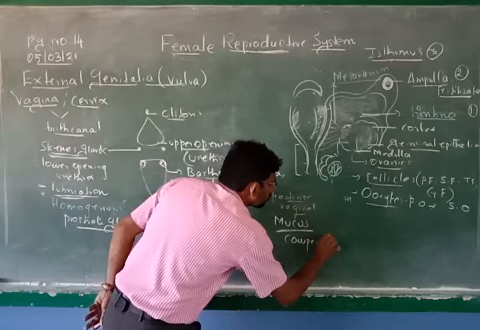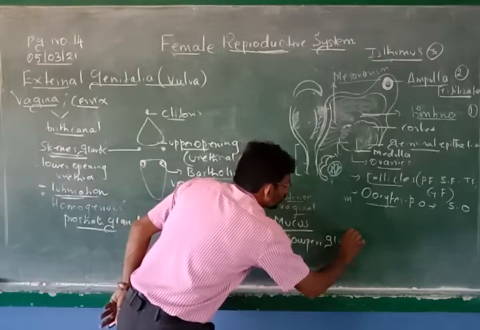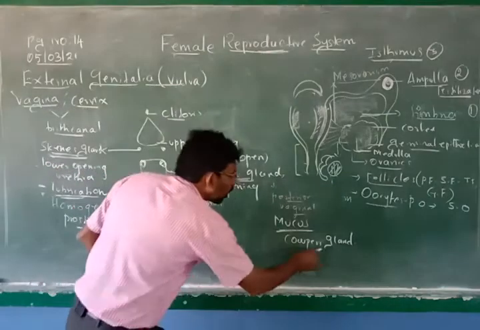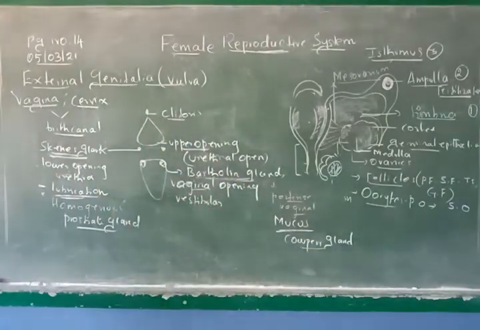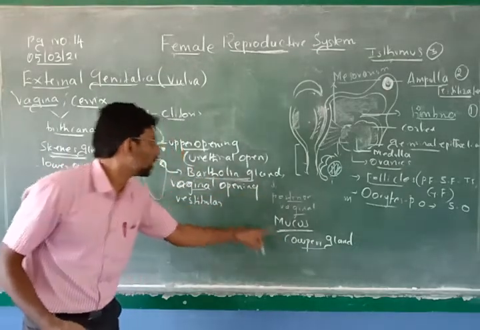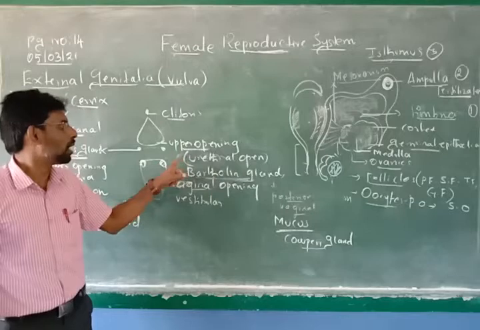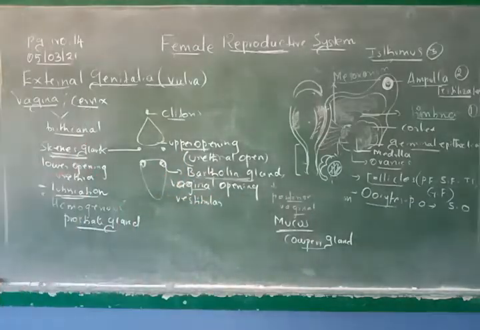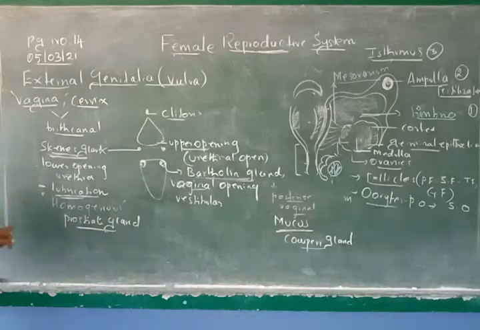And Bartholin's gland is homologous to the male Cowper's gland. What are the glands that we studied in male? Seminal vesicle, bulbo-urethral gland and prostate gland. Cowper's gland is also called the bulbo-urethral gland. So the glands that are similar in male and female are Bartholin's gland and the bulbo-urethral gland, and Skene's gland and the prostate gland.